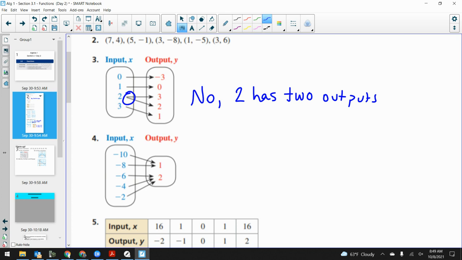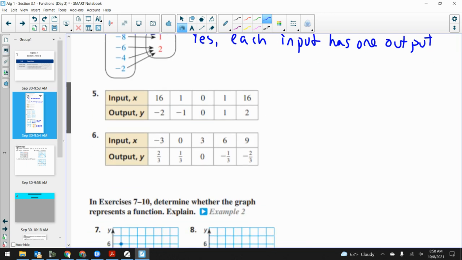The one here, do I have any x value having 2 arrows going from it? No, so this is a function. So we would say yes, each x value, each input has 1 output. Same thing here for 5 and 6. You just got to look at the tables.